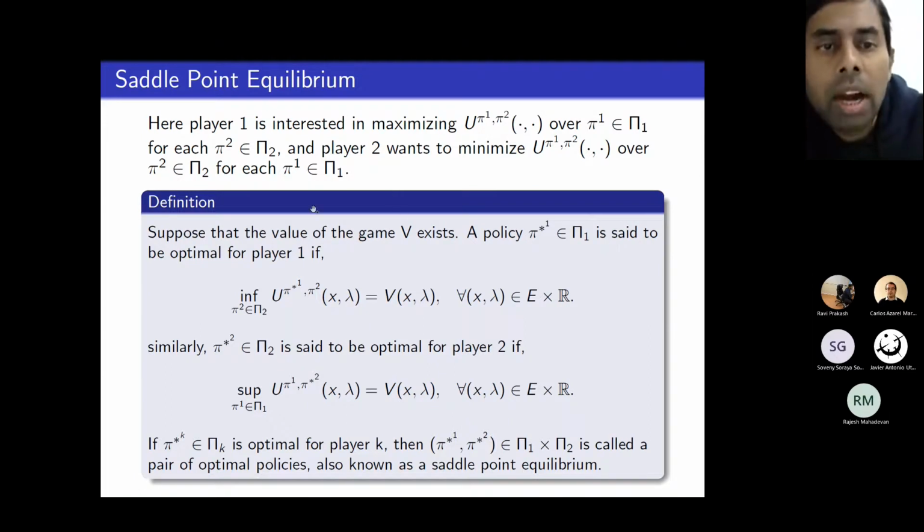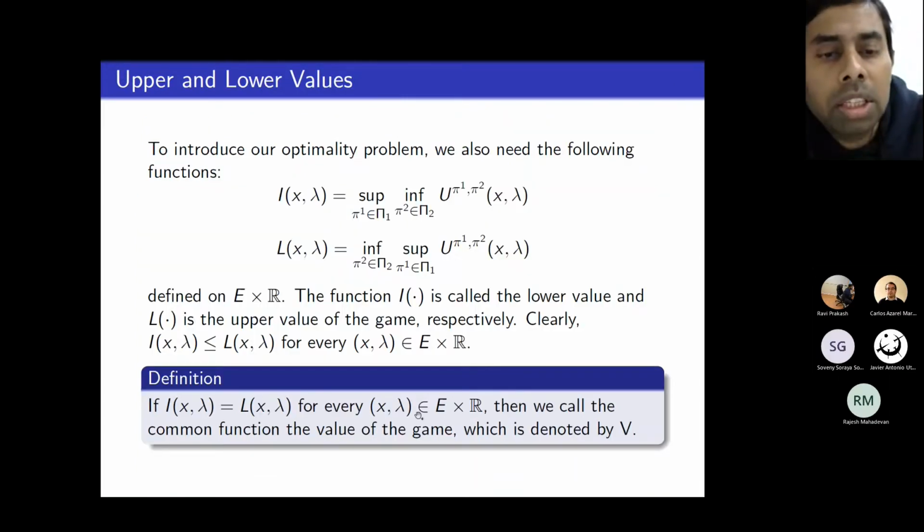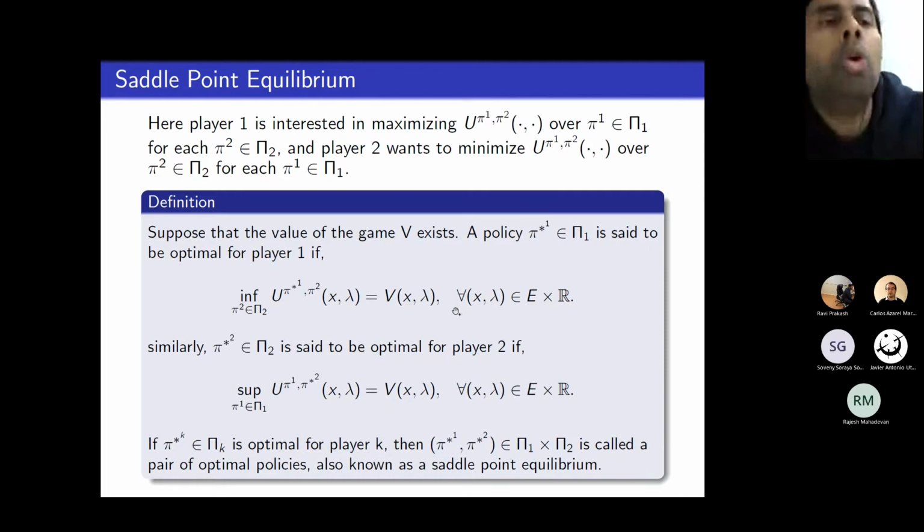So based on that, suppose the value of the game exists. That means if this V upper x lambda is equal to V lower x lambda — we don't know whether it will be true equality or not, because in general it's an inequality. So suppose the game value exists, then a policy pi star 1 is said to be optimal for player 1 if this thing is true. That means this is the best policy for player 1.